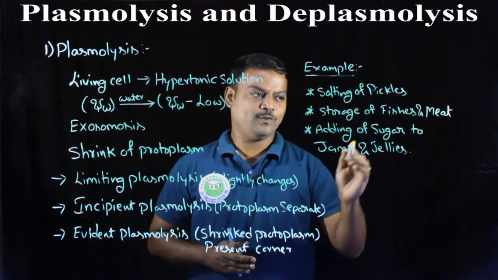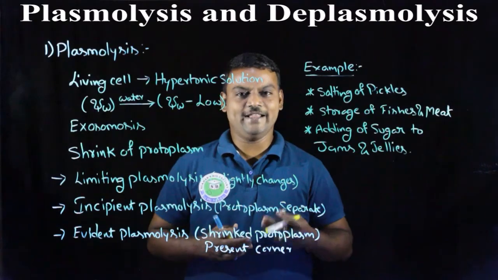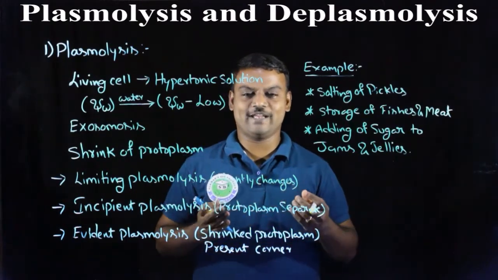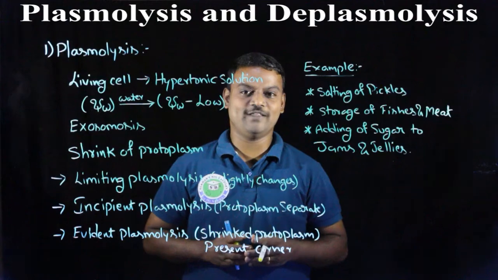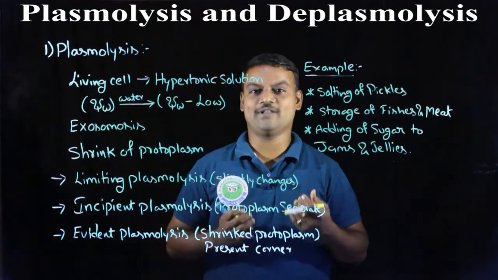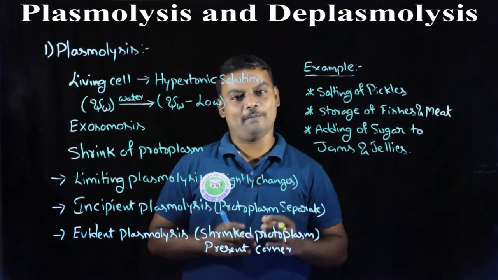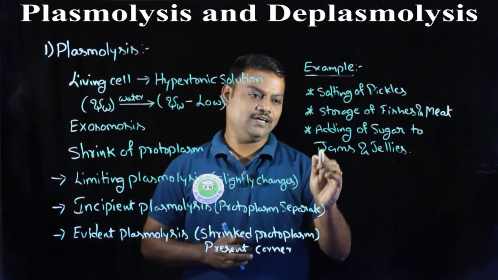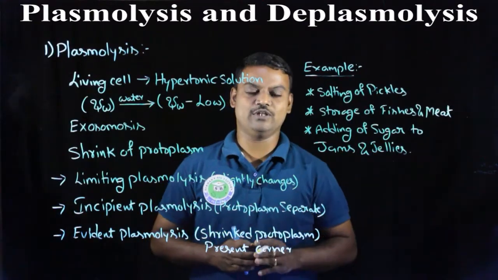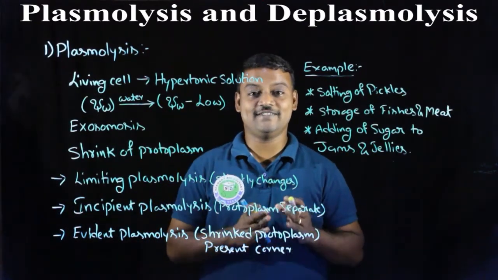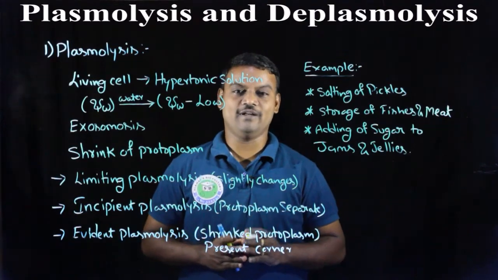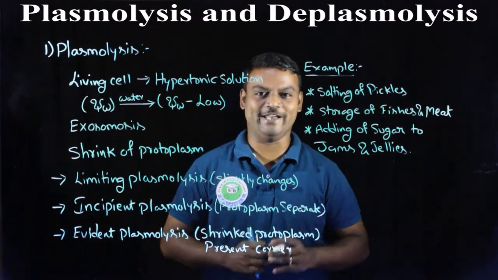In the same way, with fish and meat, by adding salt, plasmolysis can take place. Due to this plasmolysis, water will be removed from the cell. It can be stored for many days. Along with that, more sugar is added to jams and jellies. It is completely based on this plasmolysis phenomenon.